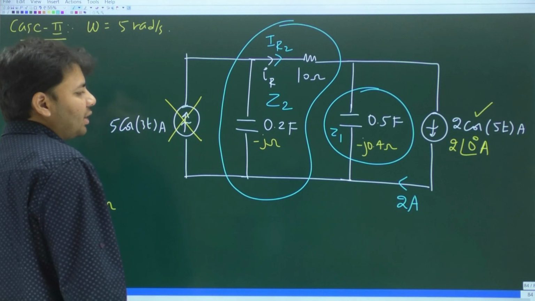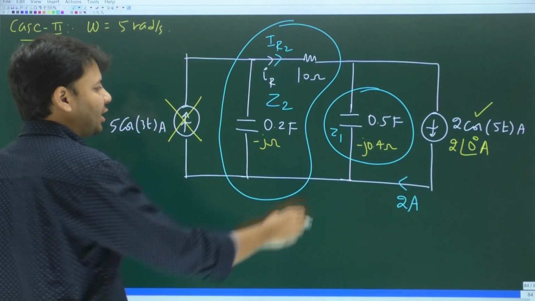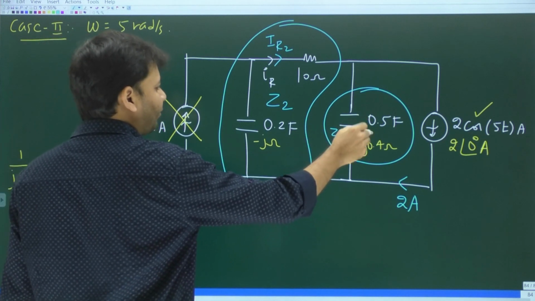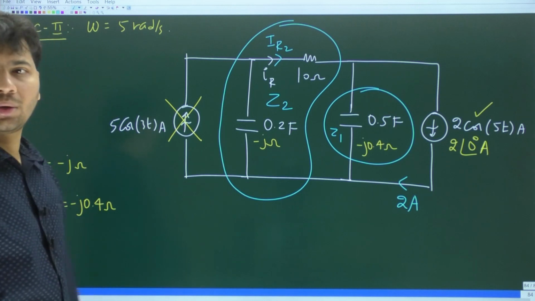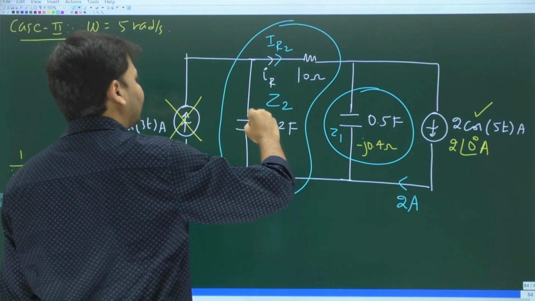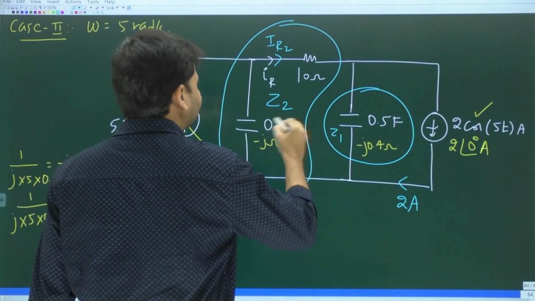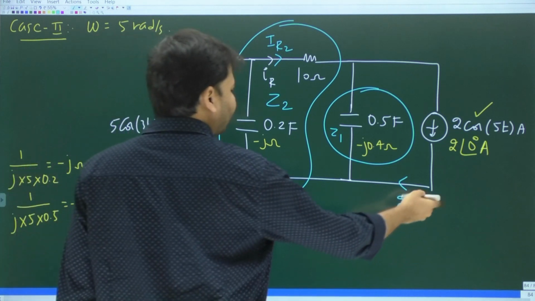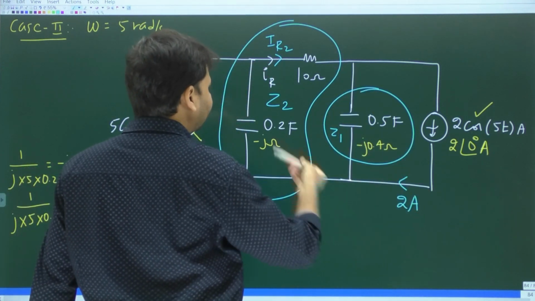So if you notice here, Z1 and Z2 both are in parallel. Z1 is just this 0.5 farad capacitor, whose impedance is minus j 0.4 ohms. Whereas Z2 is the series combination of the capacitor and the 10 ohm resistor. And Z1 and Z2 are in parallel. Then this 2 amperes is going to get divided between Z1 and Z2.